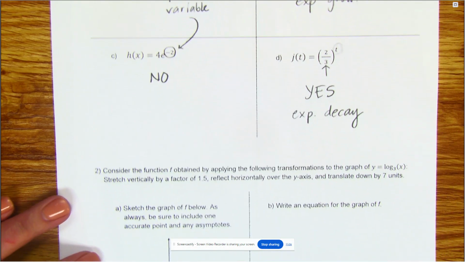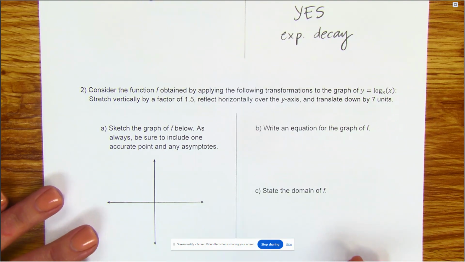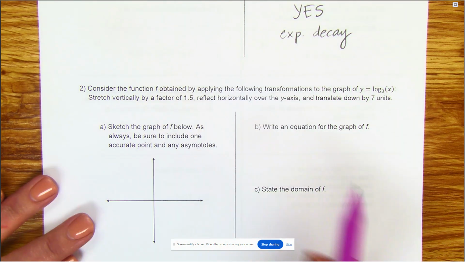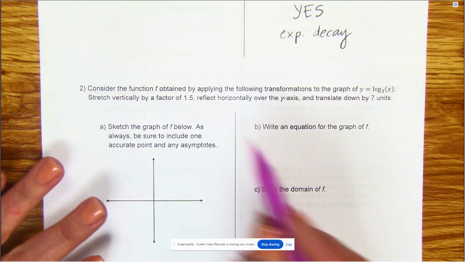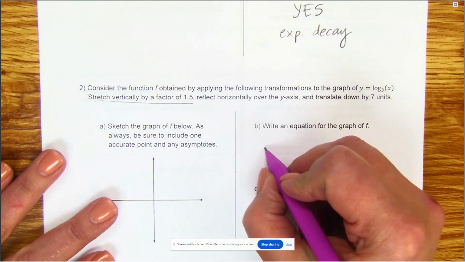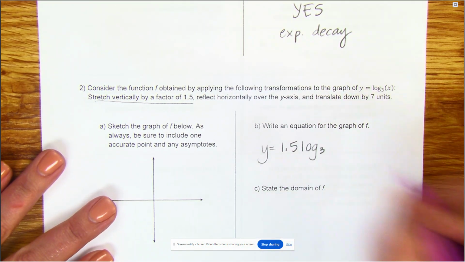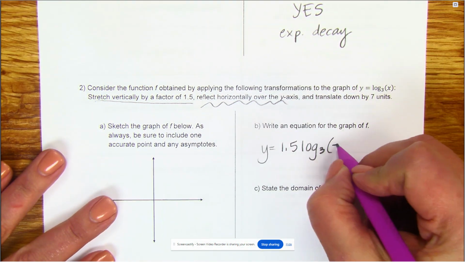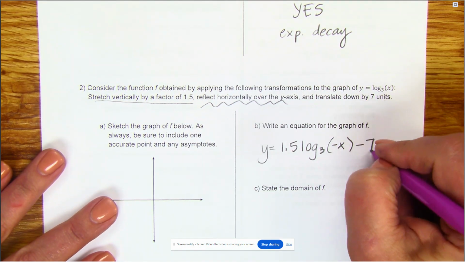Consider the function f obtained by applying the following transformations to the graph of y equals log base 3 of x. So I'm going to do this first before I try to graph it. Stretch vertically by a factor of 1.5, that's going to be y equals 1.5 times log base 3. Reflected horizontally, that's when I make my x negative. And then down 7, I put a negative 7 at the end.